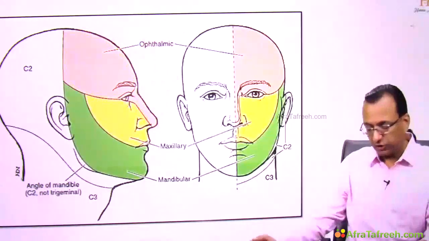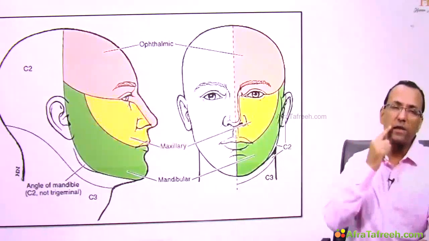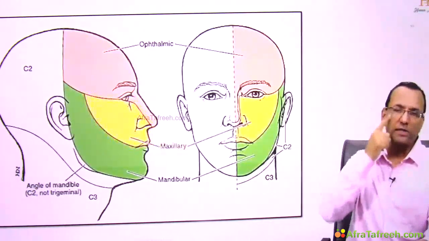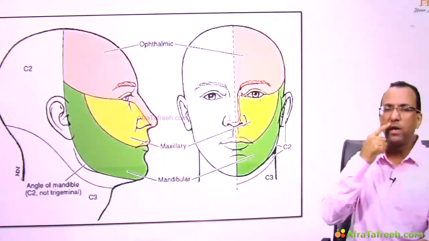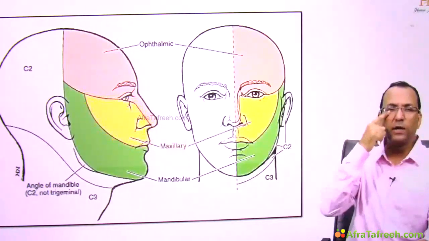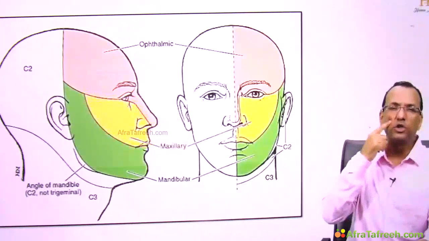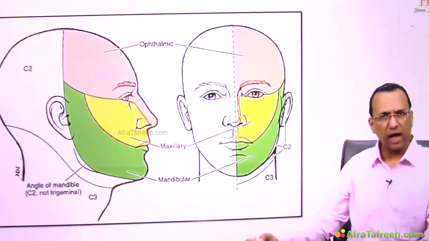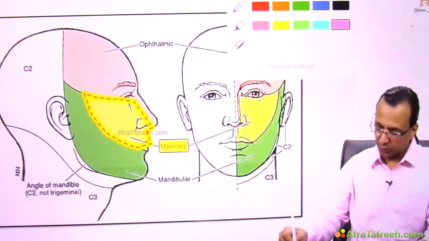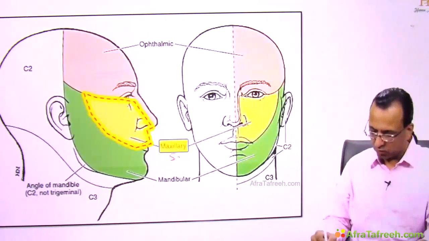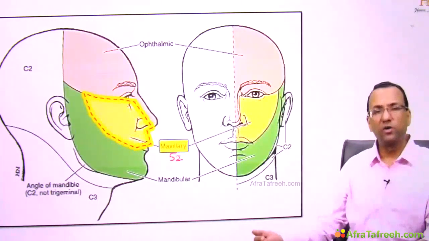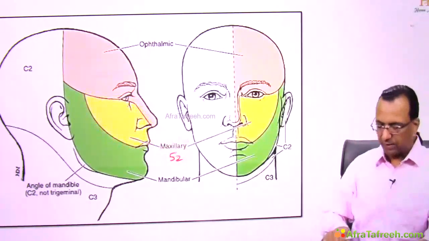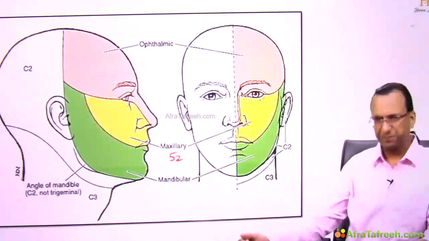And what about the skin on the maxilla bone and lower eyelid? If you say lower eyelid and the skin on the maxilla and upper lip, it is of course maxillary nerve. What is maxillary nerve? It is the 5-2. 5-2 means the second division of the trigeminal, maxillary nerve, supplying the maxilla bone, skin over that.